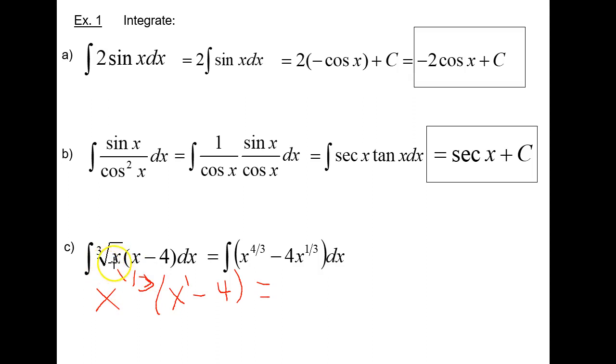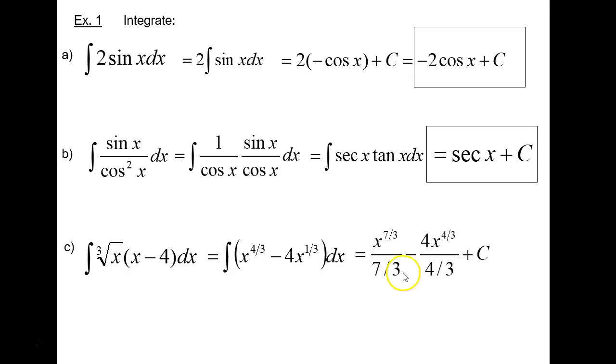The cube root of x is x to the 1/3, right? So if we distribute the x to the 1/3, we get times the x to the first. That's where the x to the 4/3 came from, because remember you would add exponents, and then x to the 1/3 times 4 is 4x to the 1/3. And then you're just looking at a power rule. So pause the video and find the antiderivative of each of those terms.